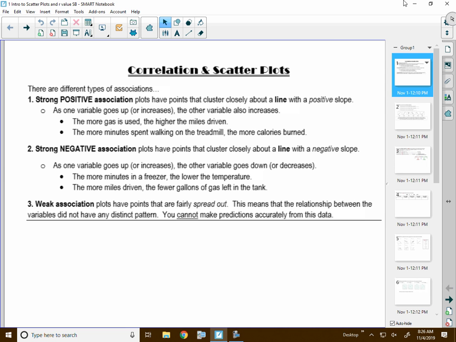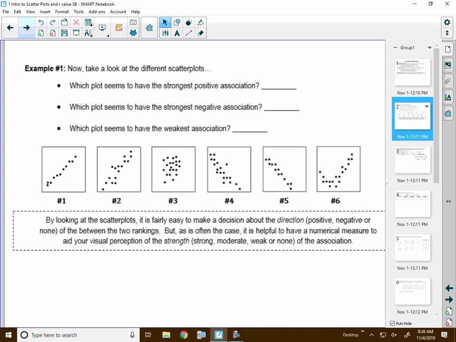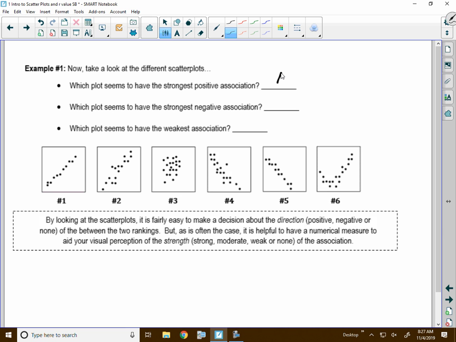So if we look at example number one, I'm going to help you figure out what is a strong, weak, moderate, all that kind of stuff. It says, which plot seems to have a strong positive association? If it's strong, if it's positive, think about the slope of a line. Which one do you think looks like a positive correlation? Number one, right? It's going up from left to right, it's positive. And it's strong if the dots are really close together. So number one is definitely a strong positive correlation.